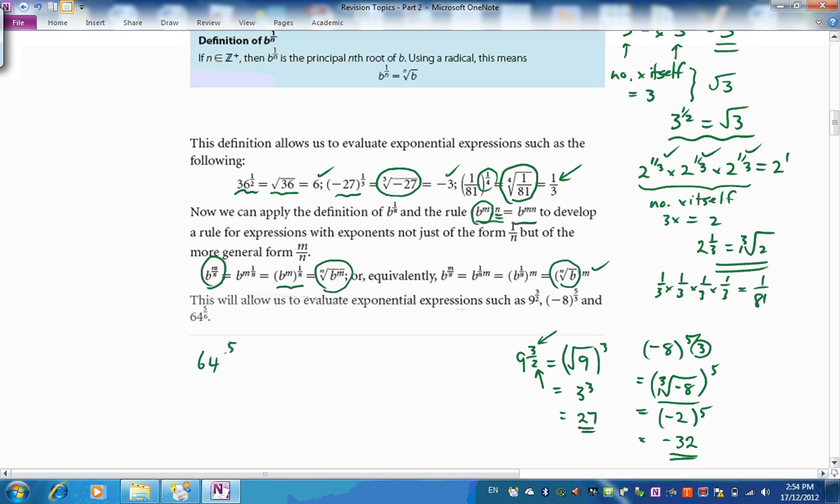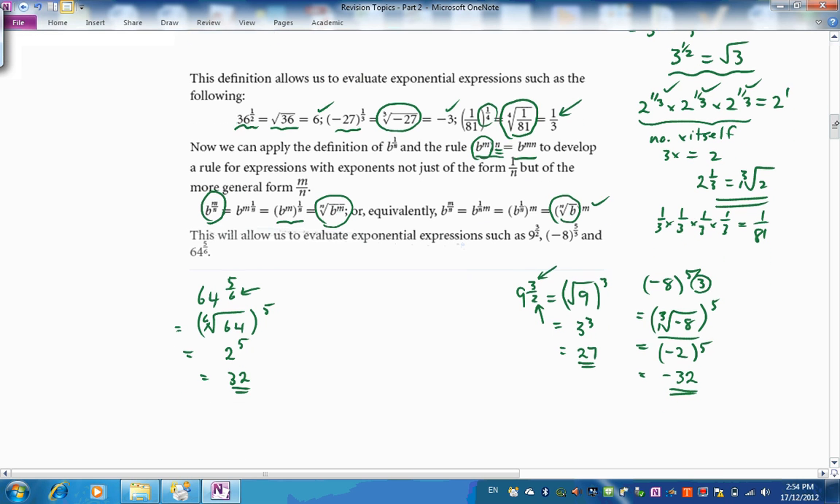Should do this one over here, shouldn't we? 64 to the 5 on 6. Let's do the root first. It's the 6th root of 64. Can you think of a little number which multiplied by itself 6 times gives 64? You're right, it's 2. 2 to the 6 is 64. So this becomes 2 to the 5th, which is 32. See, it's becoming an interesting set of results now.